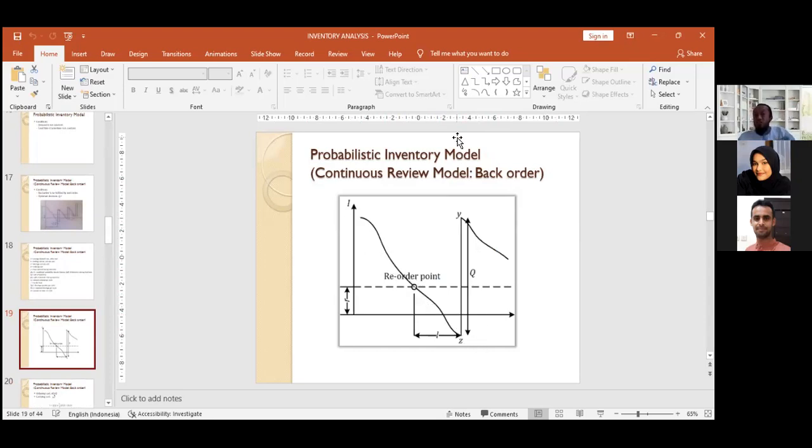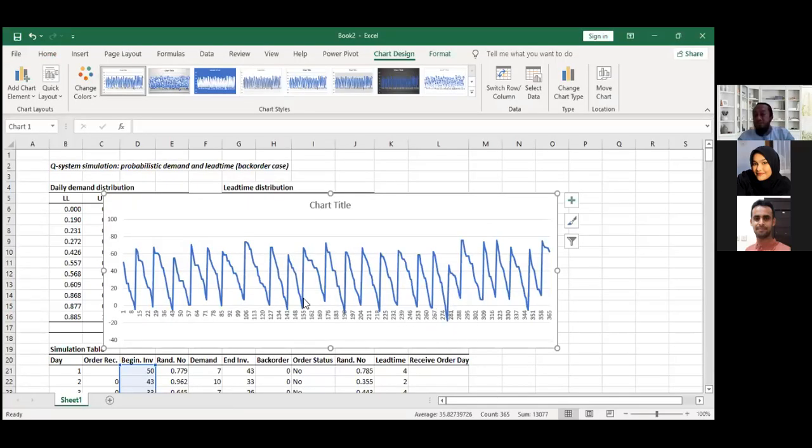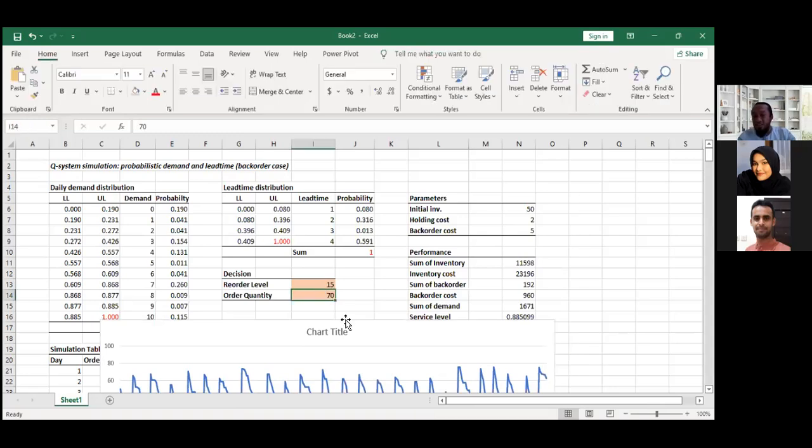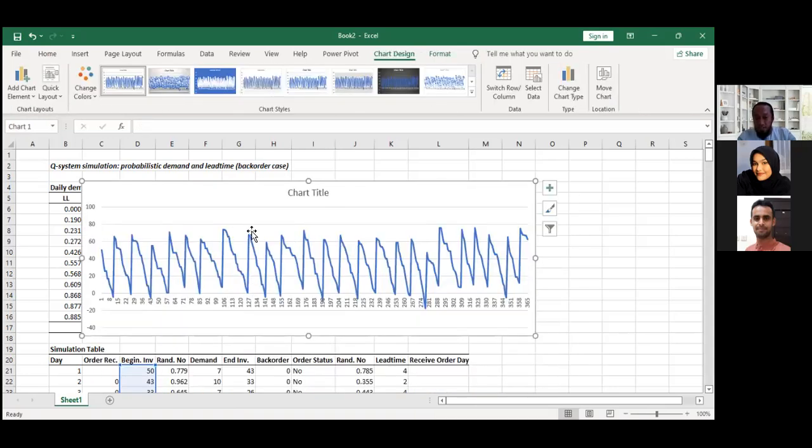Now we can try to confirm with our simulation result. I go back to my Excel and click share. See this one, we have negative value, and the graph of the simulation is also not a straight line, but a curve like this. The cycle of the inventory is not the same, it is dynamic, but the order quantity is the same, 70.